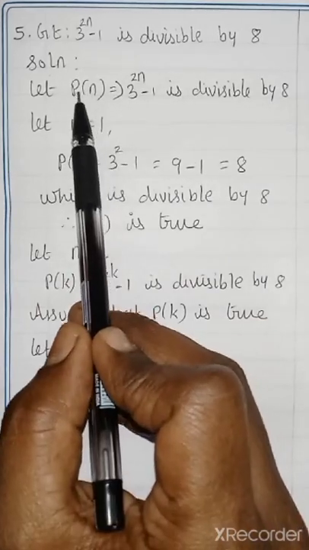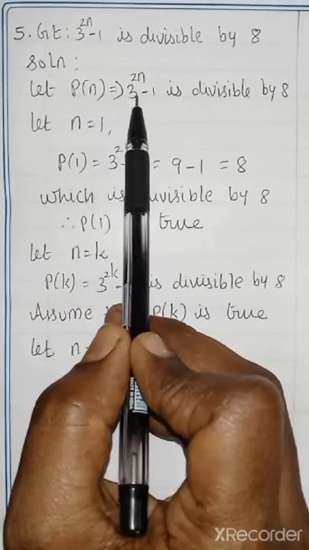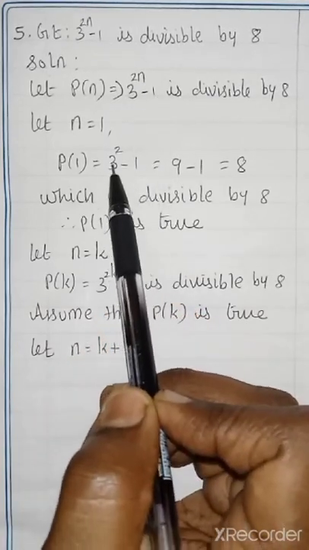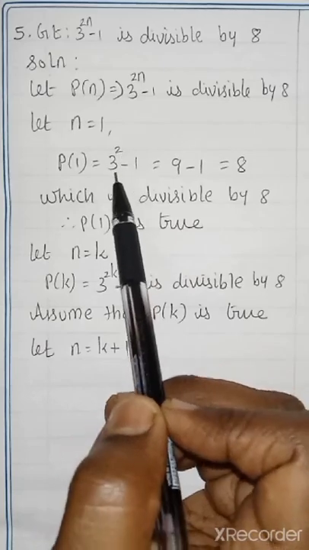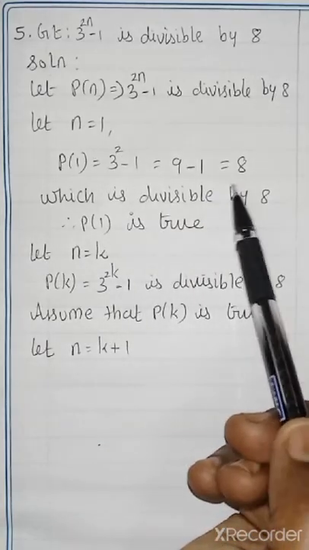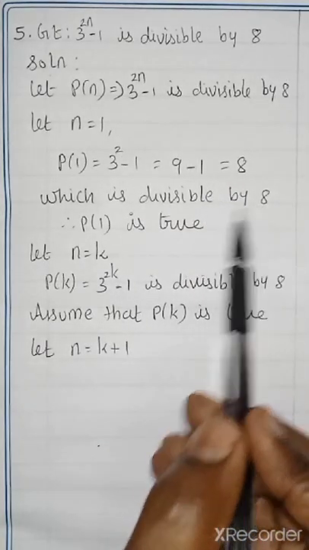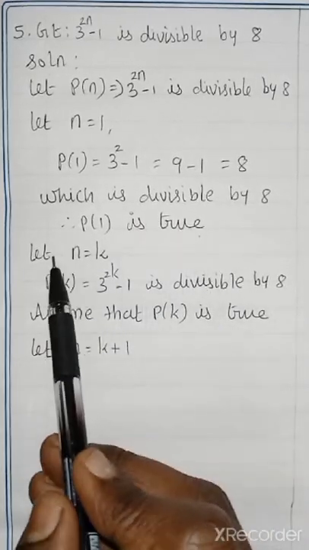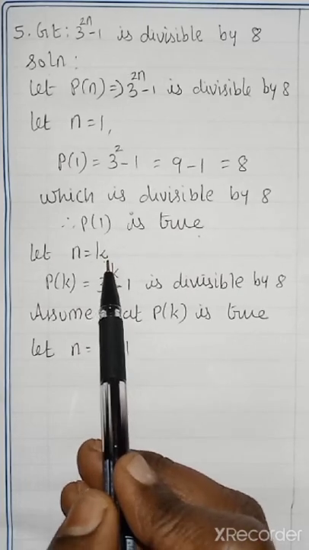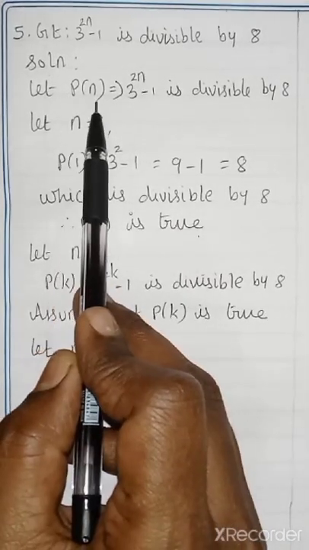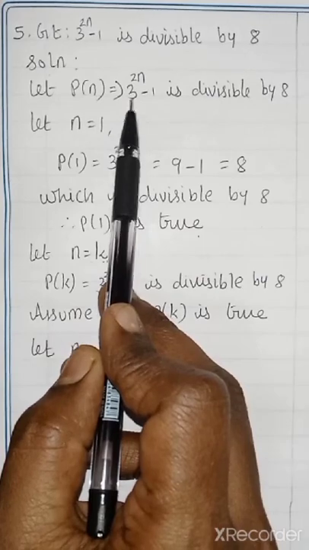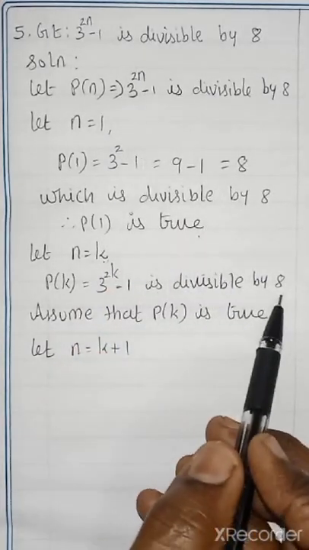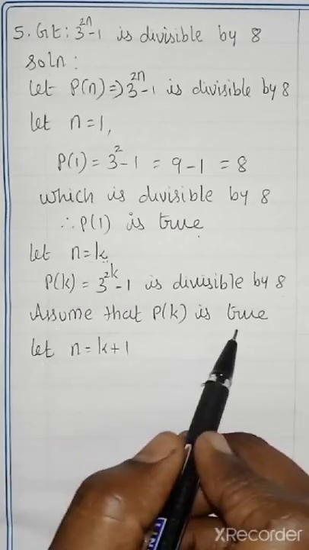What is your first step? N equal to 1. So P of 1 equals 3 power 2 into 1 minus 1. So 3 power 2 into 1 is 2. 3 square is 9. 9 minus 1 is 8. Is 8 divisible by 8? Yes. Therefore, P of 1 is true. Next, let n equal to k. So P of k equals 3 power 2k minus 1 is divisible by 8. We have to assume that P of k is true.